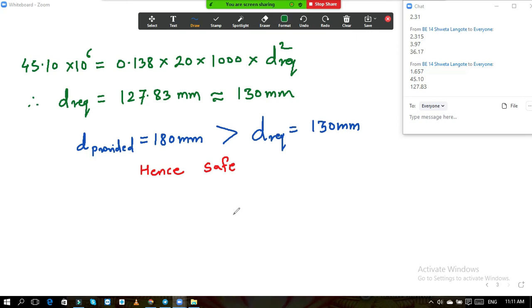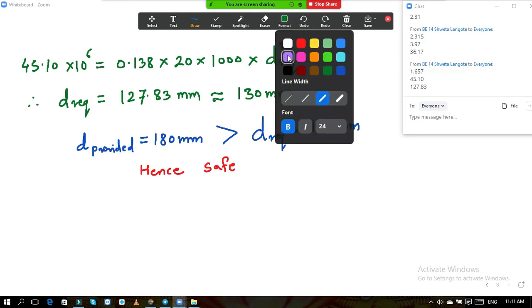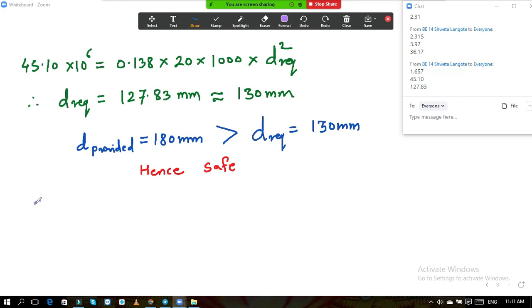Once our depth check is satisfied, then we will go for steel calculation. So our next step will be steel calculation. In the steel calculation now, we will go by the formula. First of all, I will write the formula and then we will put the values.